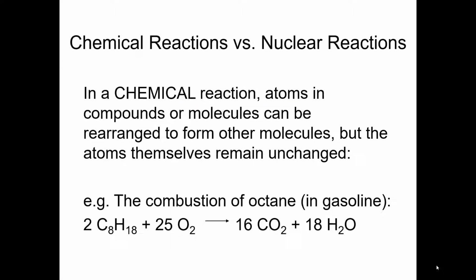All right, so first, let's talk about chemical reactions versus nuclear reactions. We've learned so far that in a chemical reaction, atoms in compounds or molecules can be rearranged to form other molecules, but the atoms themselves remain unchanged. So for example, when octane is combusted in the presence of oxygen in your fuel tank, then all of the carbons and hydrogens and oxygens rearrange themselves so that at the end of this process, and with the help of a catalytic converter, you get carbon dioxide and water as your products.